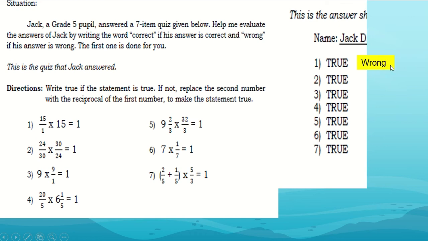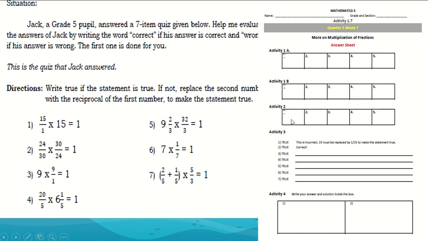So, ganito yung magiging sagot nyo. You will write wrong. Yung number 2, yung inverse niya, so that is correct. Dito nyo ilalagay yon. So, dito, the answer should be wrong and 1/15. Sa number 4 naman, your answer should be correct. Number 3, correct ba yan or wrong? Pag wrong, ilagay mo kung ano ba dapat dito. Kung wrong siya, ano dapat yung number dito?